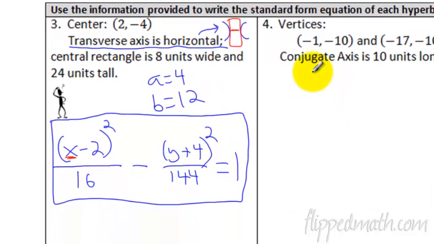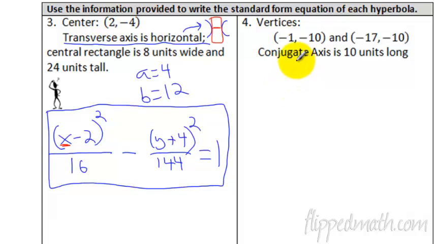All right, let's do one more example, and we are done with our notes. Vertices are here. Conjugate axis is 10 units long. So if we're given the vertices, then we need to find the center. Let me switch colors. And the center is going to be the midpoint between the vertices. So let's do -1 and -17. Take the average of those for the midpoint. Add them up, you get -18. Divide by 2, you get -9.